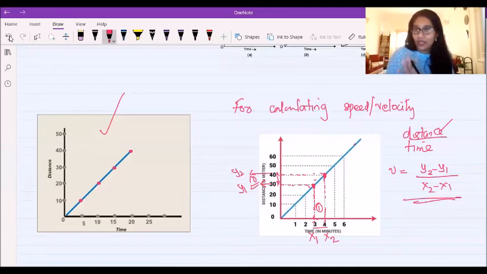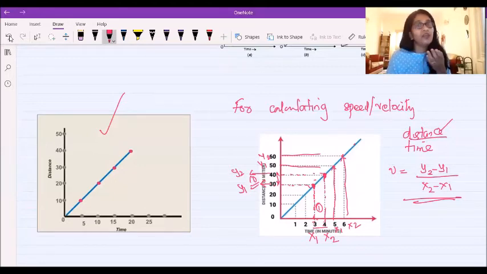It is not as complicated as the equation looks. So what you have to do: take any 2 points, suppose I am taking 2 points like this. Draw trace lines towards the x-axis and y-axis. Mark them as x1, x2, y1, y2, then y2 minus y1 divided by x2 minus x1 will give you velocity. This is how we calculate velocity or speed from the distance time graph.